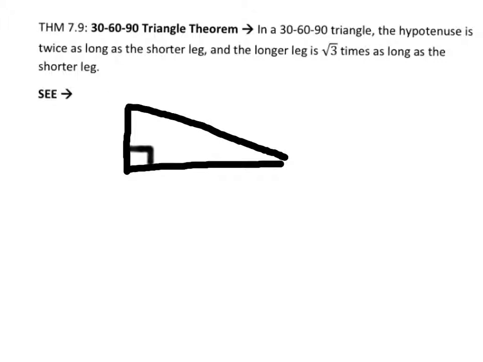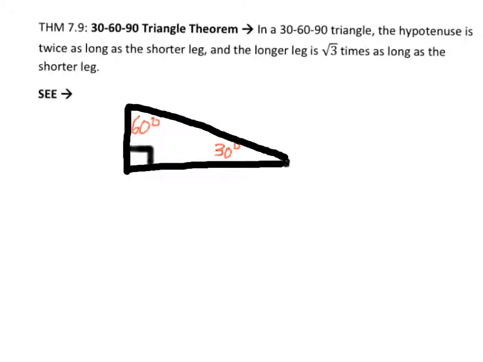The next theorem that we're going to talk about is the 30, 60, 90 triangle theorem. If we have a 30, 60, 90 triangle, and by that, once again, I mean the angle measures, this angle measure is 30. This would be 60. And of course, we've got a right angle down here in the lower left. And once again, we're going to do like we did with the 45, 45, 90 triangle.